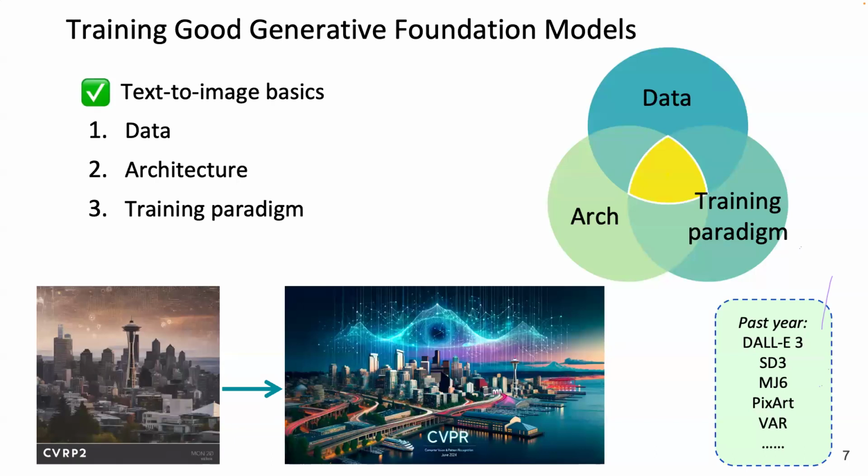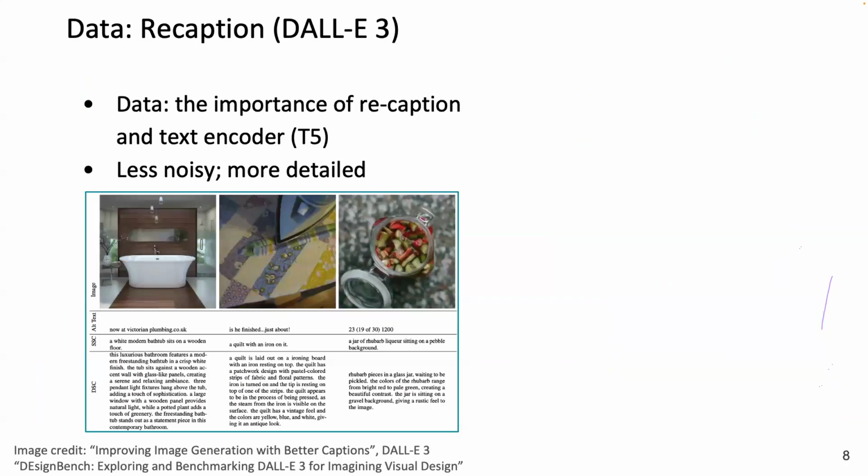So back to the CVPR poster examples we have just seen, and again, when compared with last year, it seems that the image quality from this example is significantly improved. So we next try to select a few highlights from the representative models from last year, such as DALL-E 3, Stable Diffusion 3, Midjourney, PixArt, VAR, and so on, and organize their key claims and contributions from the following three perspectives: the data, architecture, and the training paradigm. So we start with the data part.